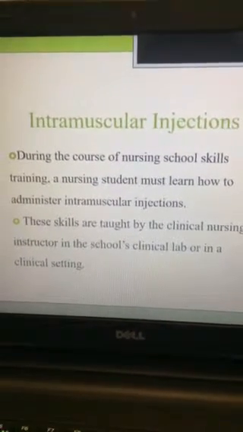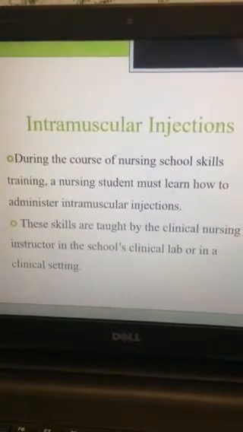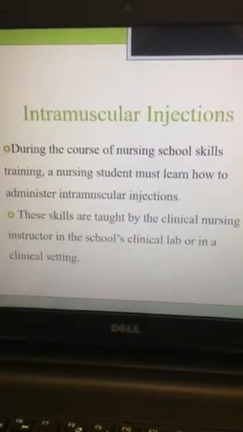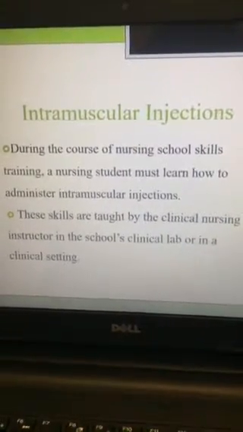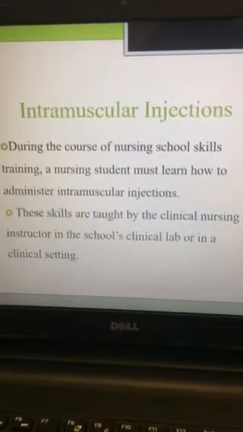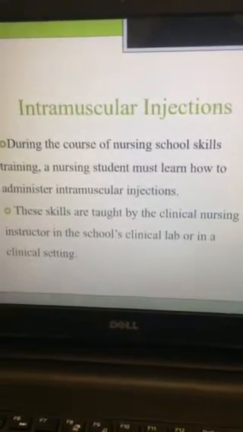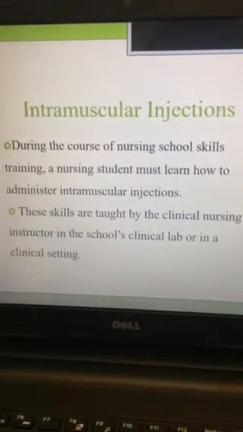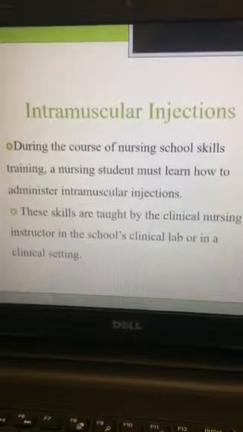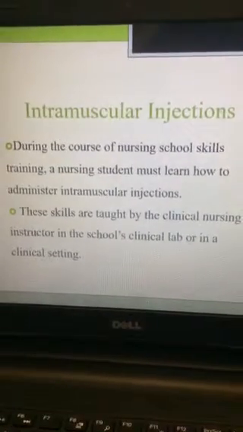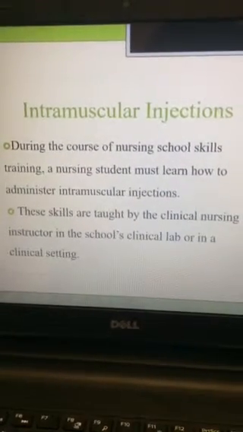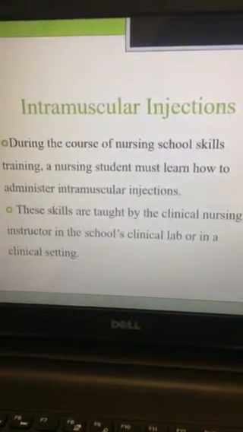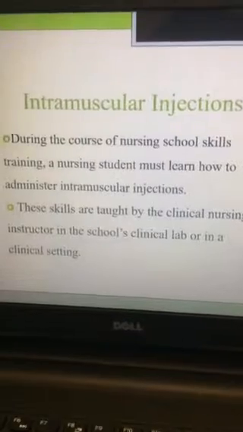During the course of nursing school, students learn the skills to administer an intramuscular injection. These skills are taught by the clinical nursing instructor in the school's clinical lab or in the clinical setting. These skills can also be taught in a simulation lab, and simulation is helpful when a clinical setting is not available. Also, a benefit of having a simulation lab is that students get to practice those skills before actually going into the hospital and performing them on a patient.